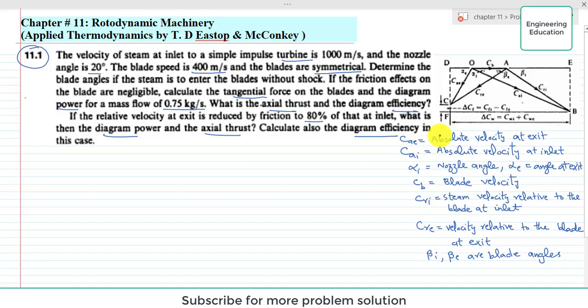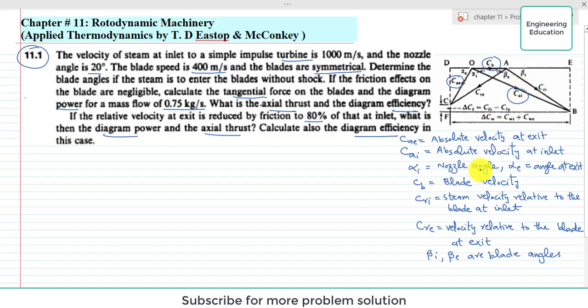For example, starting from here, there are two triangles overlapped on each other, because CB is common; this is the blade velocity which is common in both triangles. This triangle OBA is actually the velocity triangle at inlet. And this triangle OAC is the velocity triangle at exit of the blade. CAE represents absolute velocity at exit. CAI is the absolute velocity at inlet.